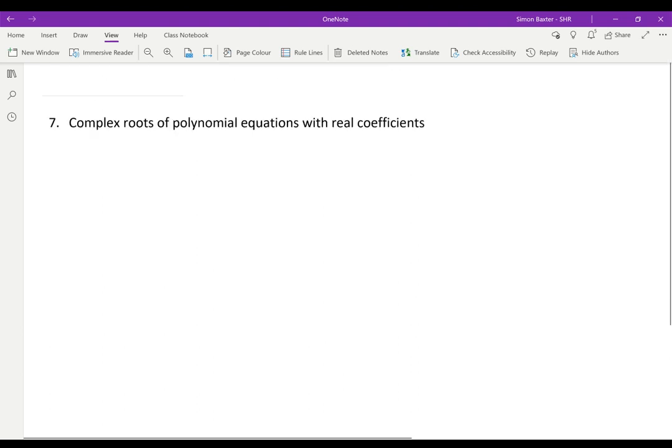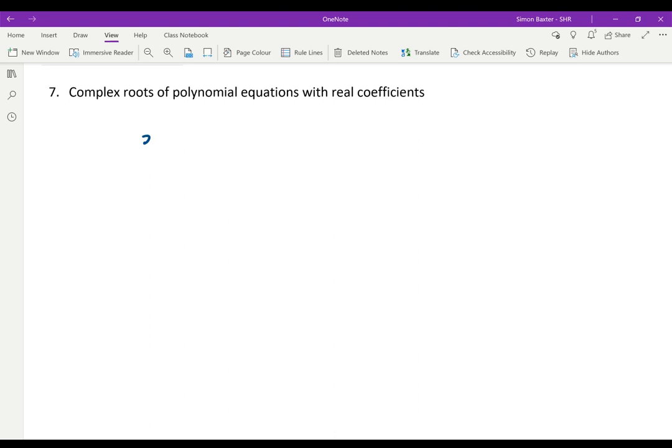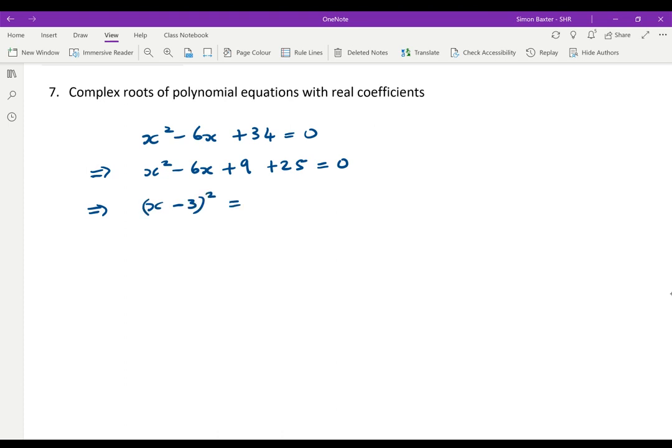If we take x squared minus 6x plus 34 is equal to 0, we can complete the square. x squared minus 6x plus 9. That leaves us with 25. Conveniently, 25 is a nice number. The first bit gives us x minus 3 all squared. Take the 25 to the other side. And now square root. We get x minus 3. Square root of 25 is 5.